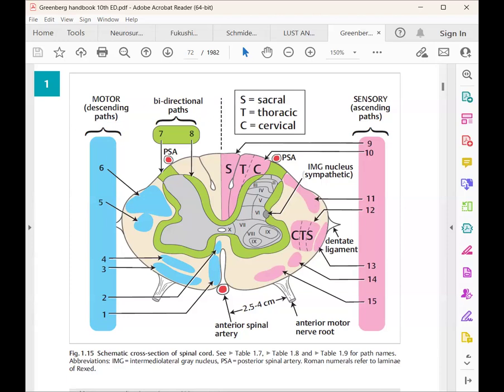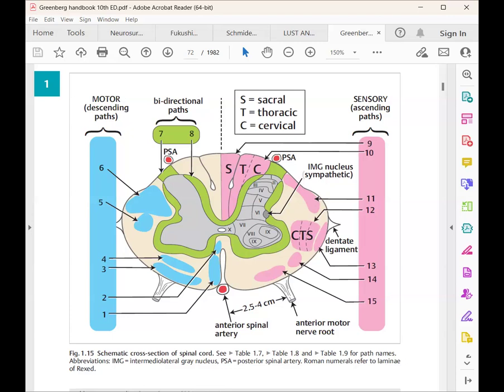The second order neuron axons will form the internal arcuate fibers, and then they will decussate in the lower medulla, where they will form what? Medial lemniscus. Then these second order neurons will synapse at the level of the ventral posterior lateral nucleus of the thalamus, and the third one is the same for everyone. From the thalamus, they will pass through the internal capsule, and then they will go to the postcentral gyrus, the sensory motor area.